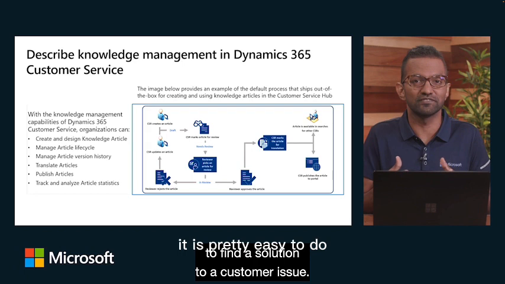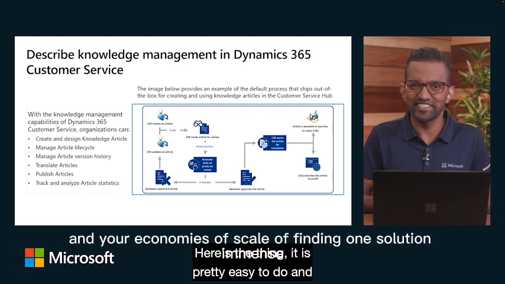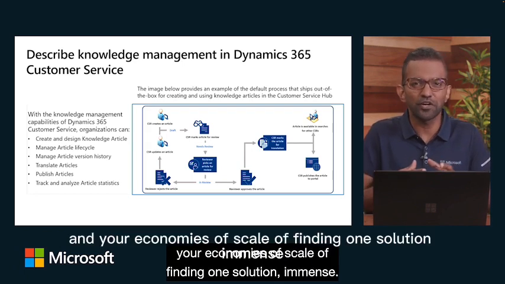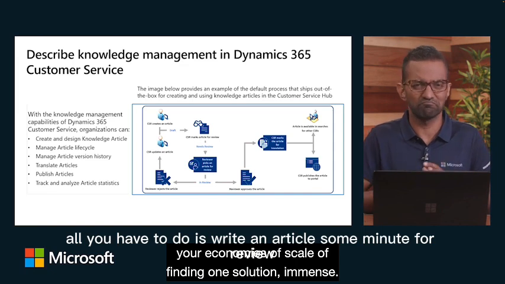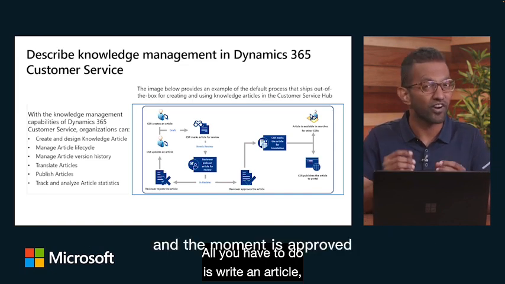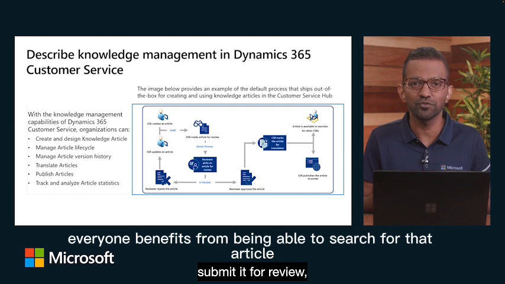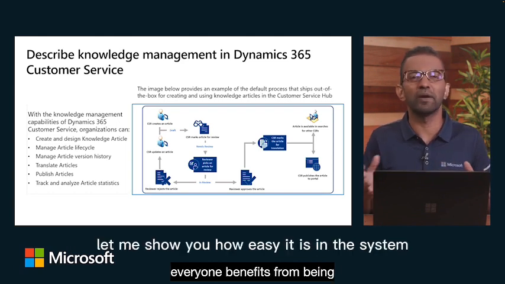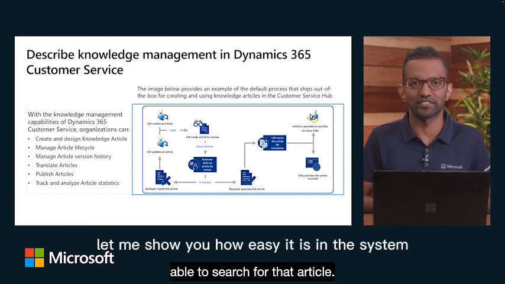And here's the thing, it is pretty easy to do, and your economies of scale of finding one solution are immense. All you have to do is write an article, submit it for review, and the moment it's approved, everyone benefits from being able to search for that article. Let me show you how easy it is in the system.